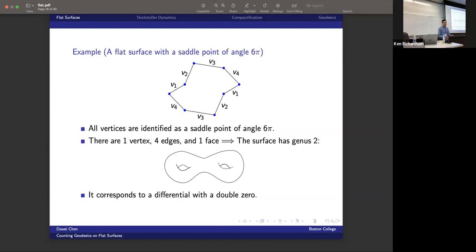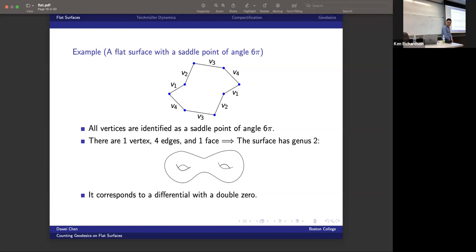So that is also consistent with the genus of the surface. So for a holomorphic differential, the total sum of the zero orders should be equal to 2 times genus minus 2. Corresponding to here, genus is 2, you have a unique zero, it must have order 2. Okay. So the genus, yeah, go ahead, please.